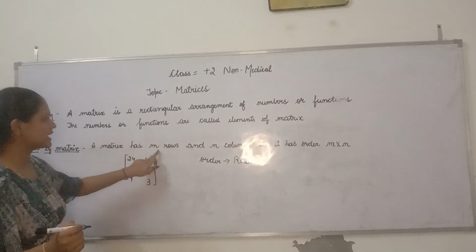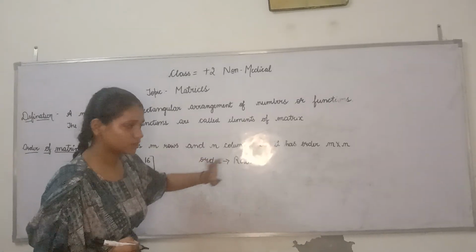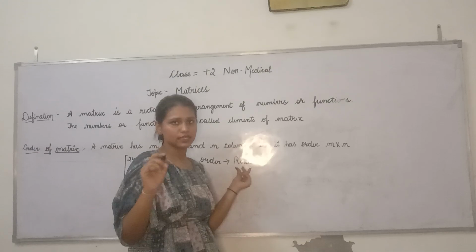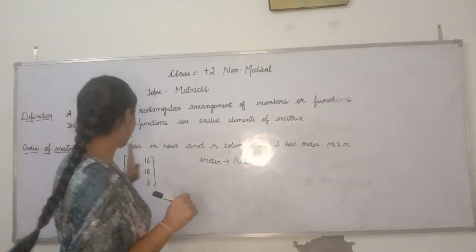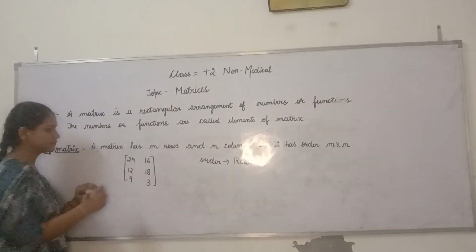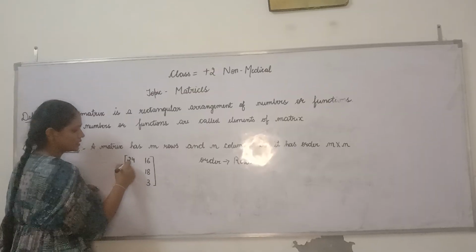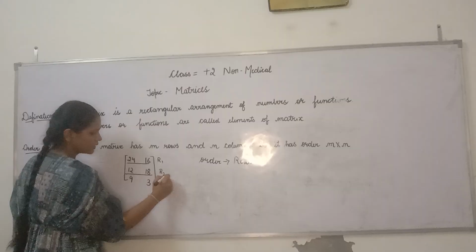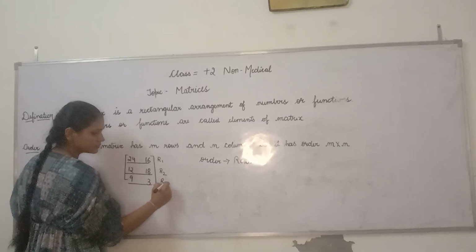A matrix has m rows and n columns, so the order is m cross n. First of all, we have to note down the rows. The number of rows are horizontal, right? These are row 1, row 2, and row 3.